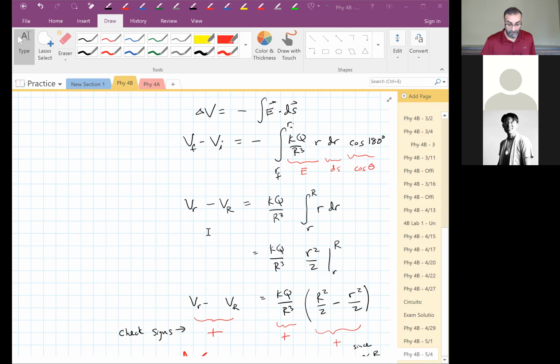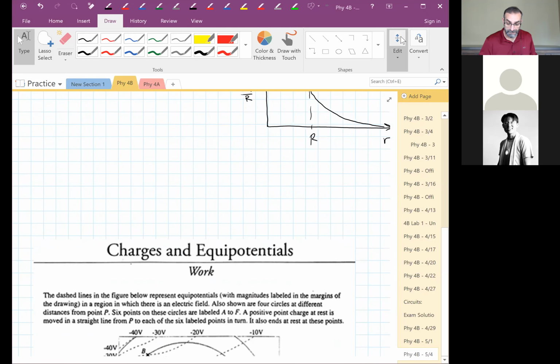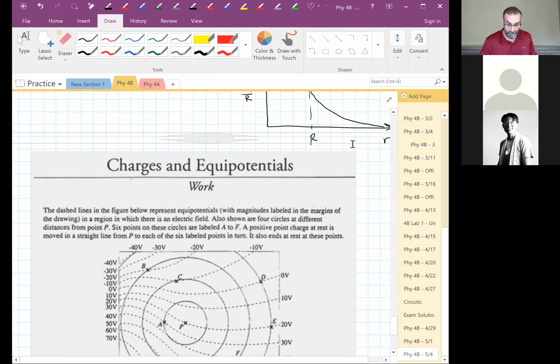Okay. So, let's see. Excuse me. Okay, so I've got this worksheet here. Should we do the worksheet now? Let's do that. Then I don't have to move it anymore.